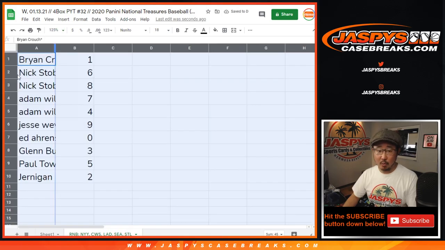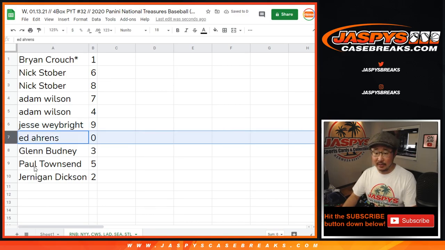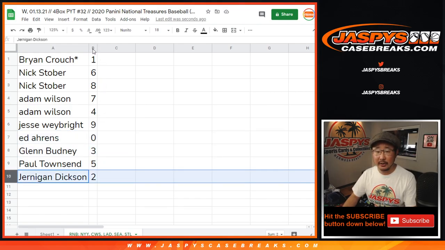All right, so Brian with 1, Nick Stover 6 and 8, Adam with 7 and 4, Jesse with 9, Ed with 0. There you go. So 1, 2, 3, 4, 5 teams possibly, including blockchain redemptions too. Glenn with 3, Townsend with 5, and Jernigan with 2.